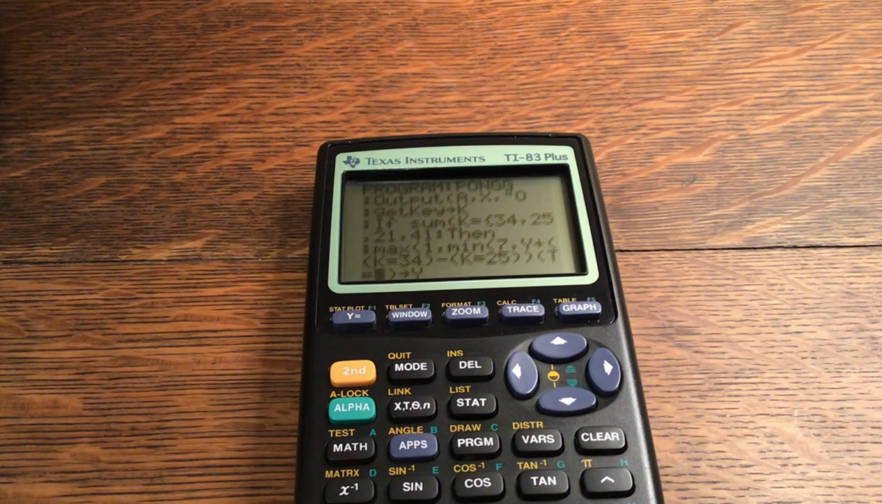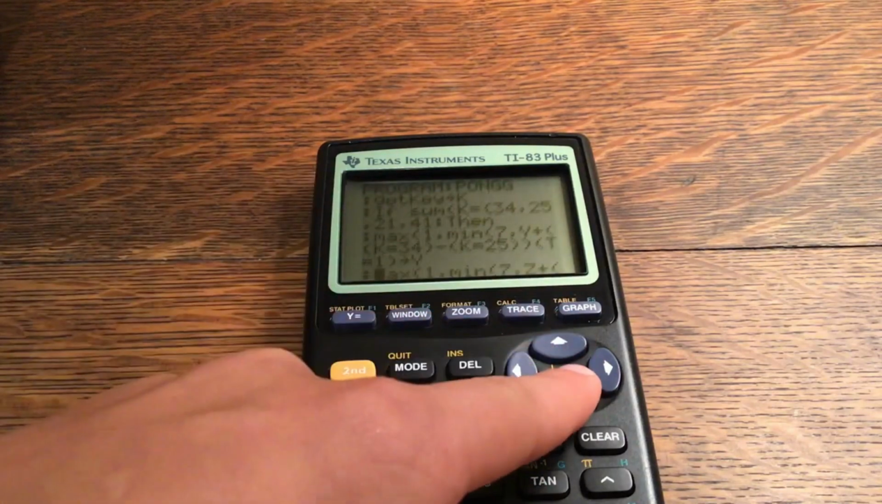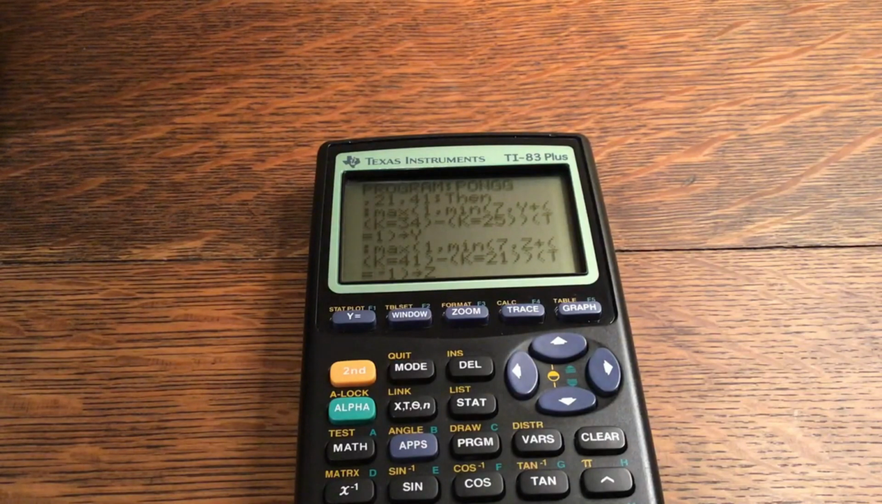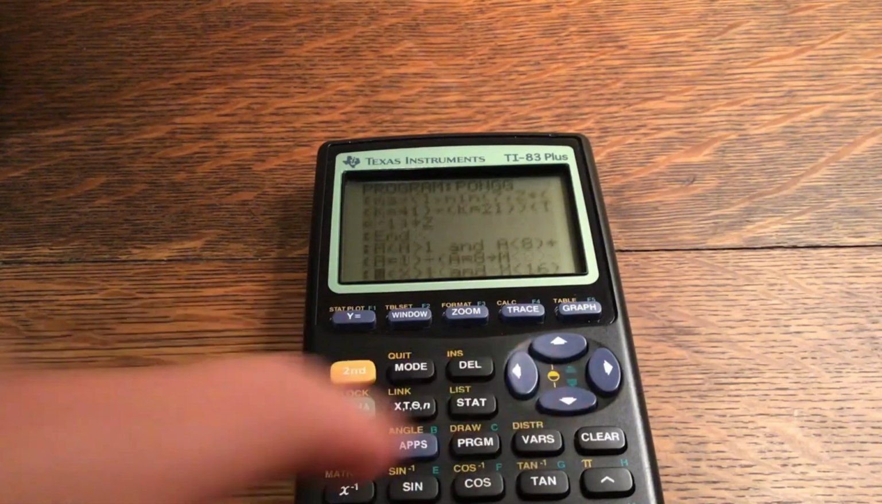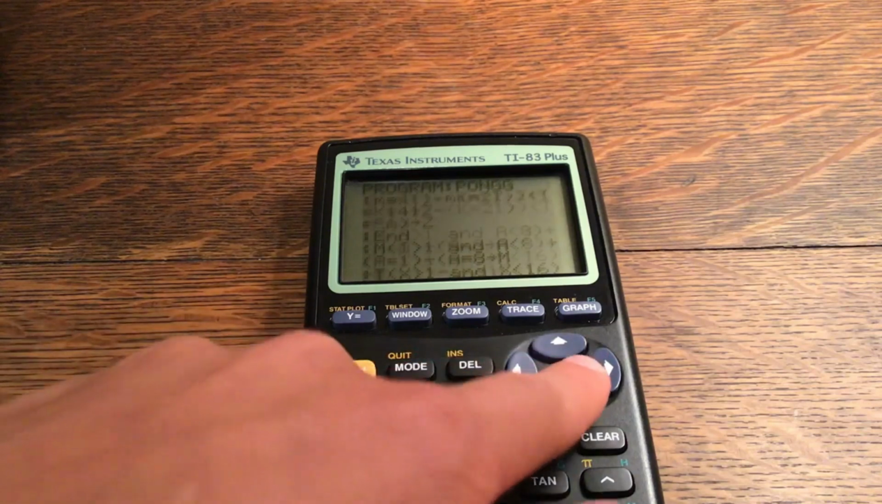So you can't distract the other player by clicking your keys and make their side not work as well as yours does. So max 1, min 7, Z plus K is equal to 41 minus K is equal to 21 multiplied by T is equal to -1, store into Z. And M multiplied by A is greater than 1 and A is less than 8 plus A is equal to 1 minus A is equal to 8, store into M.